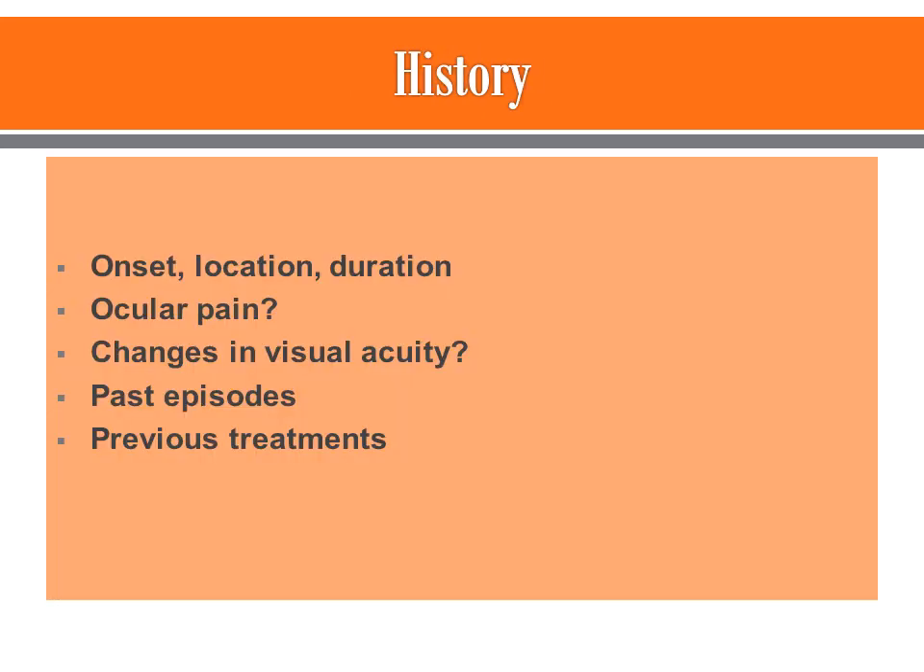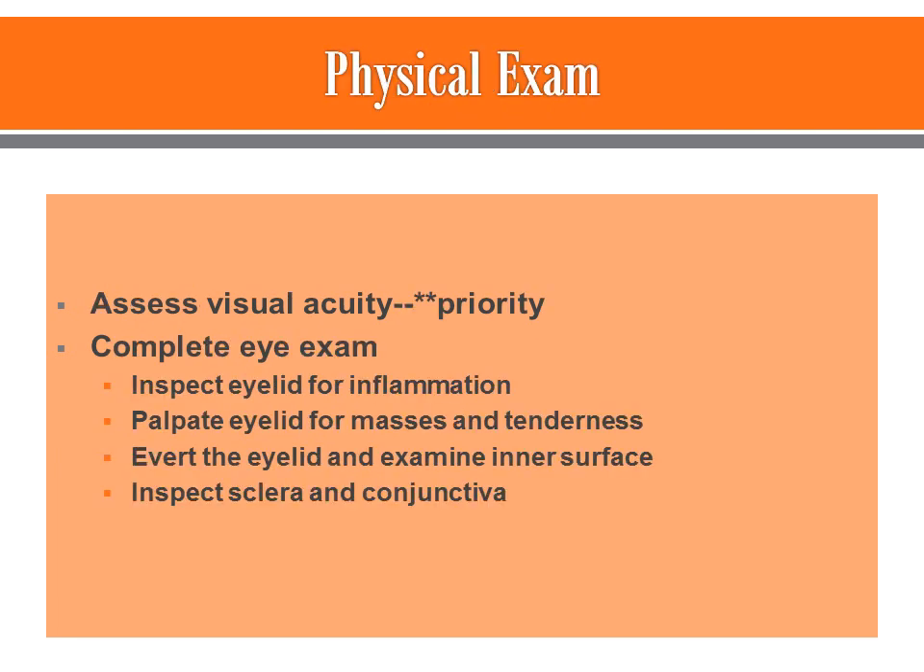So this is basically the same as a chalazion. You're going to get the history of a location, the duration, when did it start, do you have pain in the eye, any changes in the vision, and then getting a review of systems, any past episodes, any previous treatments, any family history, anything that they can think of that could maybe cause some problems with this. On physical examination, again, priority is your visual acuity, and it's the same for the chalazion, where you're going to inspect, palpate, evert, and then inspect the sclera and conjunctiva.